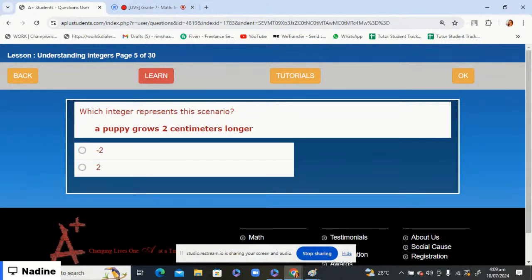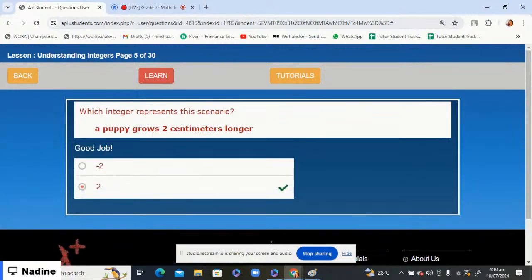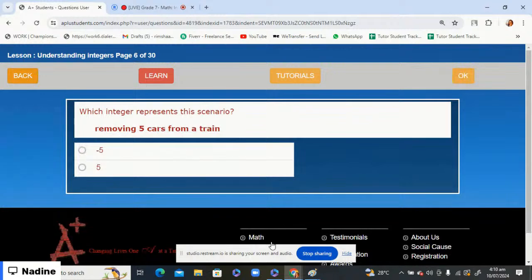Okay. So a puppy grows 2 centimeters longer. Now look at here, something bigger here, something longer here. When you check something bigger or something longer, then you are going to put the positive sign with it. So we go here with the positive 2. All right. Hope you guys understand this lesson. Now let's discuss the next one.